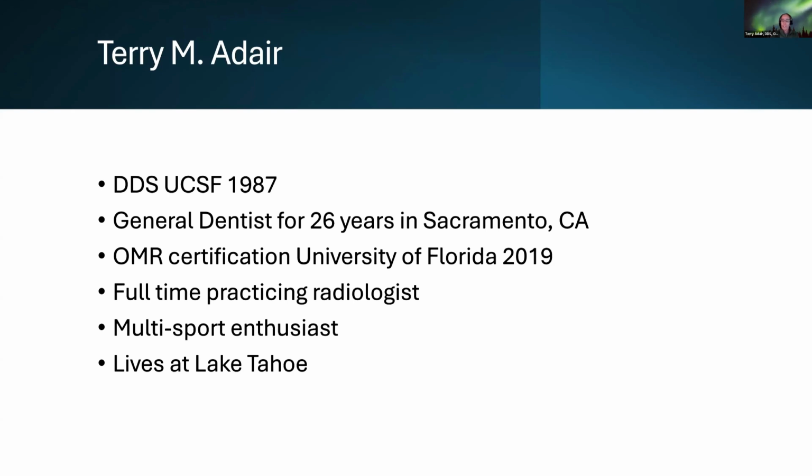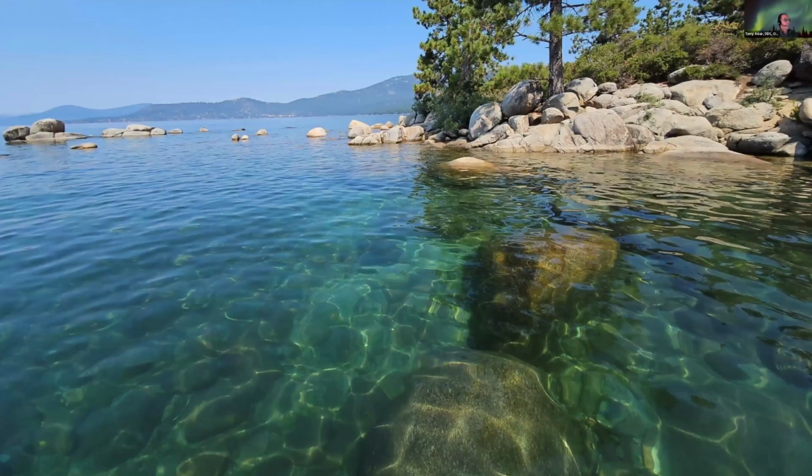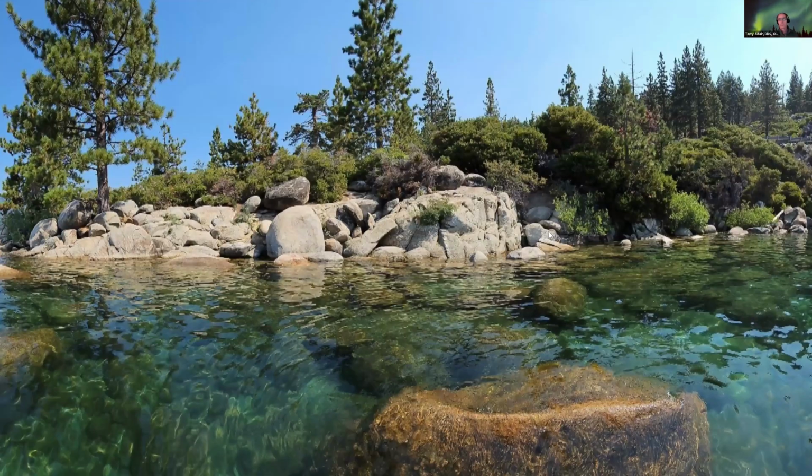And as she mentioned, I'm a multi-sport enthusiast, and that's how I ended up in Lake Tahoe. It has basically all of the things in life that I enjoy. This is Incline Village. This is where I live, and it's probably one of the most spectacular places in Western United States. And this is one of my paddleboarding excursions. And this is what the water looks like. It's just spectacular. It's one of the clearest lakes on the planet. Makes me want to go outside.